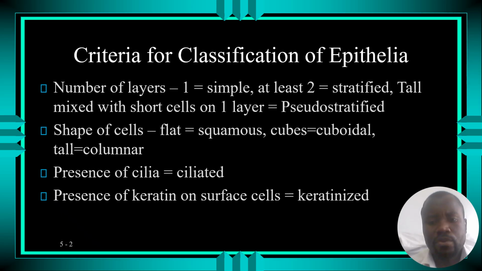Okay, so now you notice that we will be using a combination of these characteristics to give the name to a particular type of epithelium. So we will look at the type of epithelium, and then we ask ourselves, how many layers of cells are there? What's the shape of the cells? Is it ciliated or not? Does it have keratin or not? And so then we'll end up with simple squamous, pseudostratified columnar. We'll end up with stratified squamous, stratified cuboidal, keratinized, ciliated, pseudostratified, and things like that.